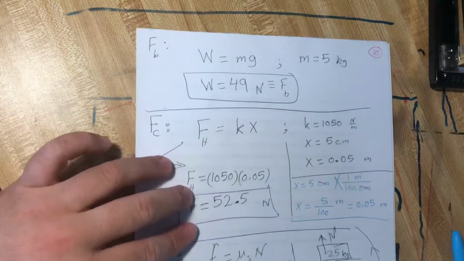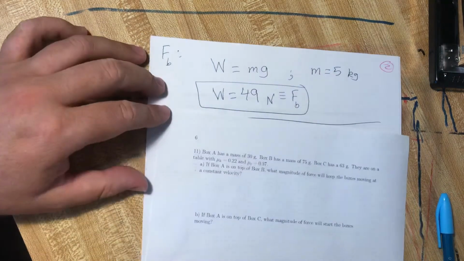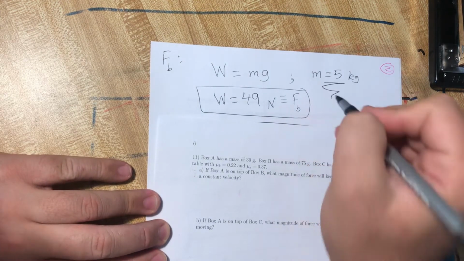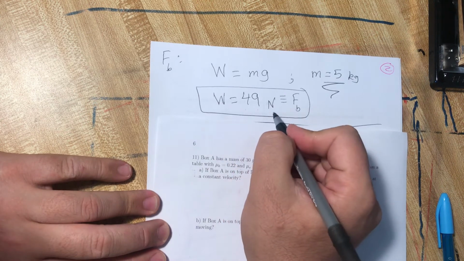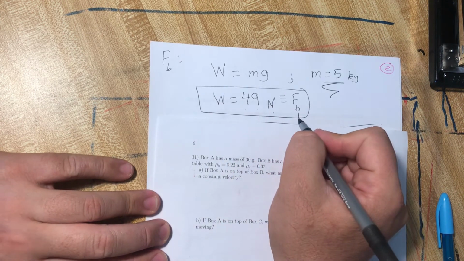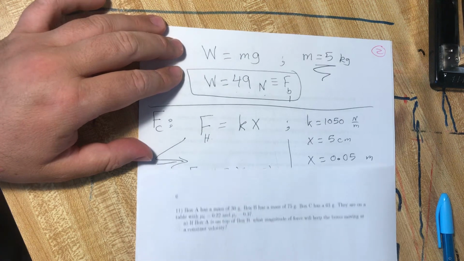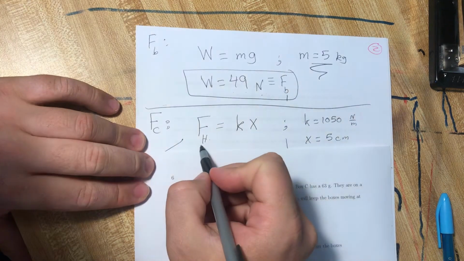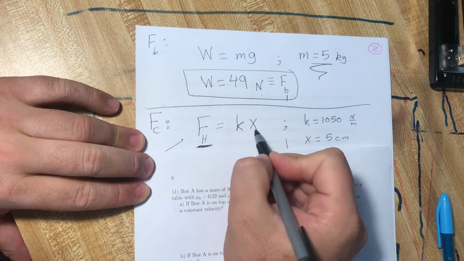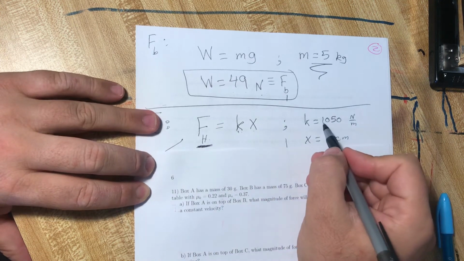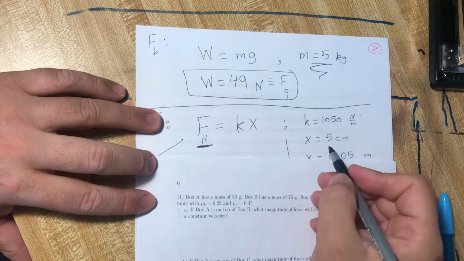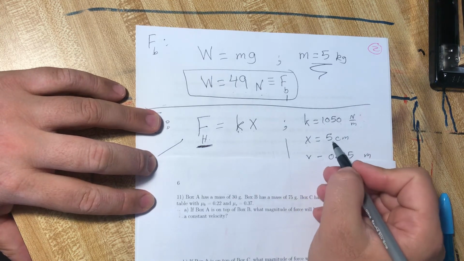The second force needed is the weight of the cat. The cat has 5 kilograms. Its weight is 49 newtons. This is force B. Force C is the force of the spring. We need to calculate Hooke's force, which is K multiplied by X. K is 1050 newtons per meter and the displacement X is 5 centimeters.